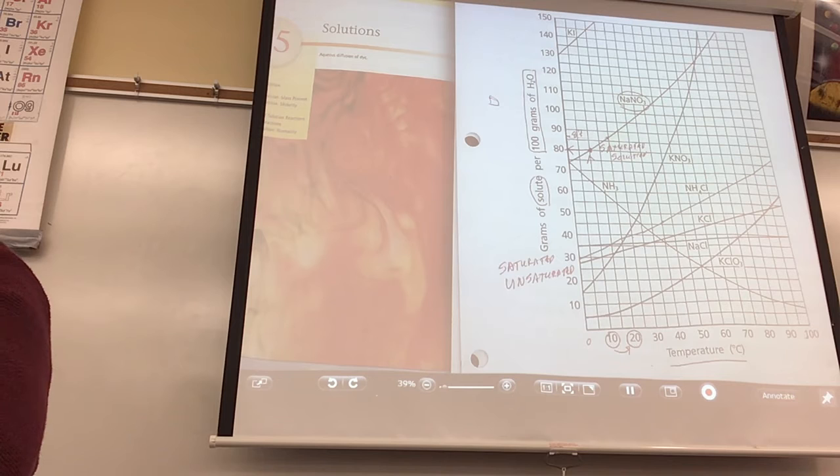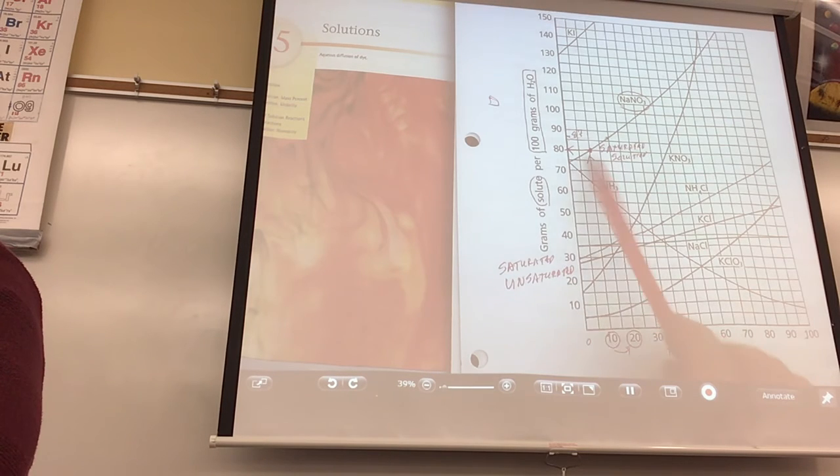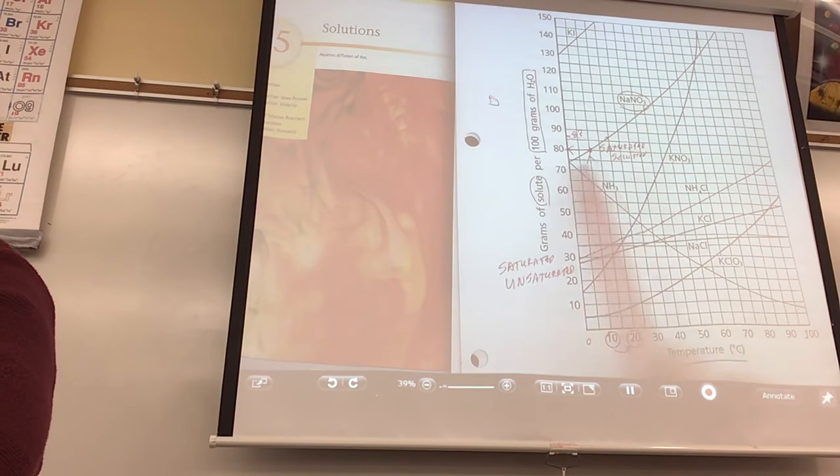You know why? Because at 10 degrees, 100 grams of water cannot dissolve 87. It can only dissolve 80. 7 grams will be sitting there.